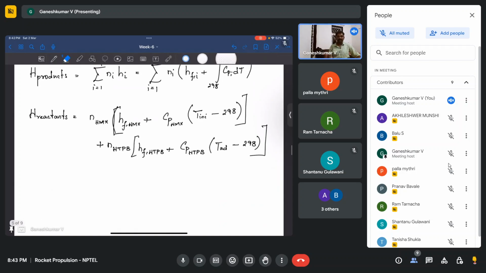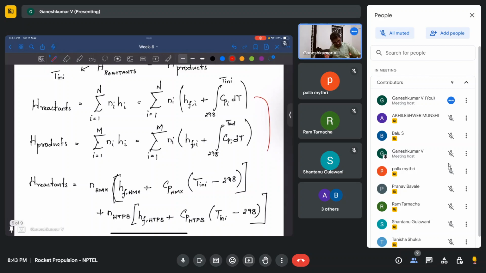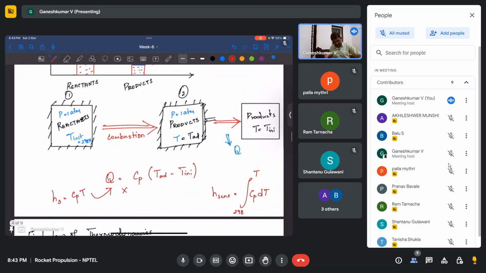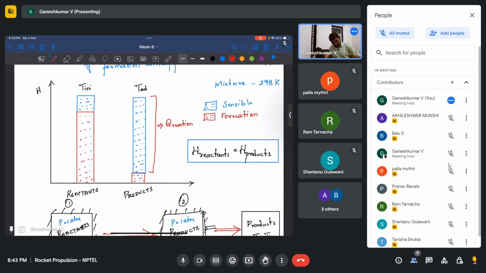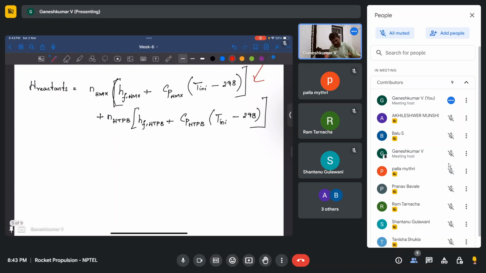Okay, so you know HF, you know Cp, you know T initial. Oh, I'm sorry, why did I write T? It should be T initial. This is just this part. We have two species, HMX and HTPB, so that's why both will have it. Basically, I'm calculating this enthalpy, and then I will equate it to this enthalpy. This will be the enthalpy of reactants, and since we know everything, we can quickly calculate. The moles of HMX is 1.